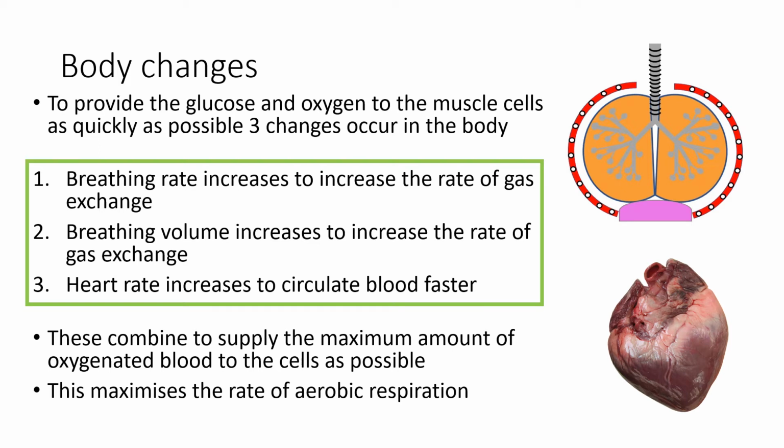And the reason those things happen is because when we're breathing faster and we're breathing deeper, we're increasing the rate of gas exchange. We're increasing how quickly oxygen can get into the red blood cells in our blood. In terms of the heart rate, increasing the heart rate pumps that blood around the body faster, so the oxygen in the red blood cells gets to the cells at the muscles much quicker. Remember, we need glucose and we need oxygen for aerobic respiration. When we get them to the muscles as quickly as possible, we maximize the rate of aerobic respiration.